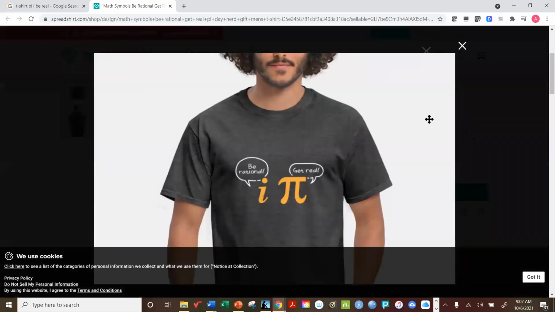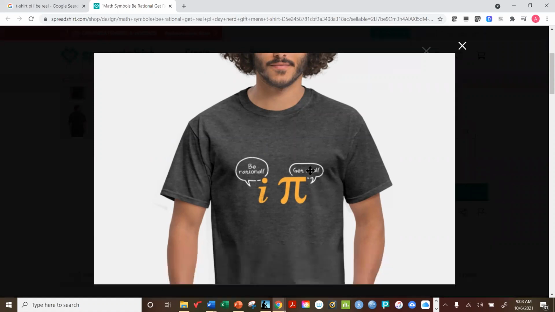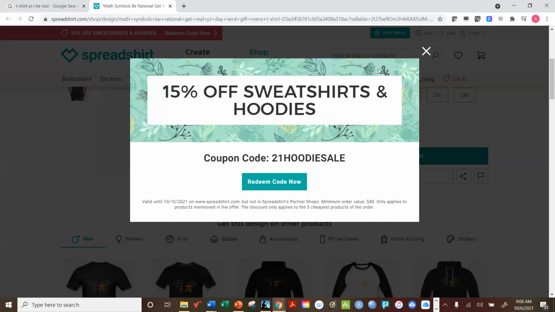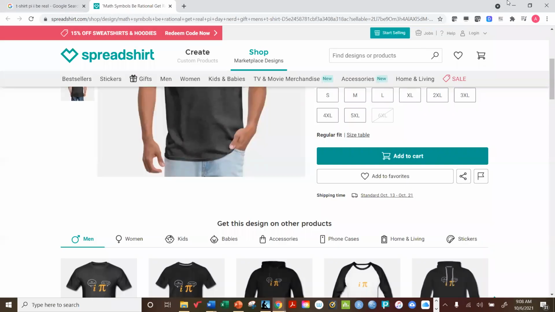So maybe you can see it. I hope you can. I and pi are having a conversation. And I is saying, be rational to pi. And pi is saying back to I, get real. It's math humor, okay? But if you see somebody wearing one of these, you know this person is a serious math individual, and this is what they live for, math. So you never know. You might want to buy one of these, or suppose somebody gives it to you as a present, you'll wear it proudly because you do understand what this means. All right, so enough of that. That's enough of that fun stuff.